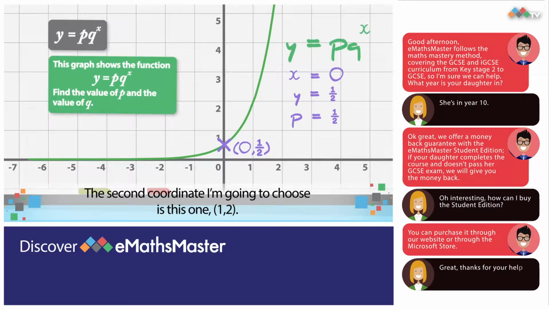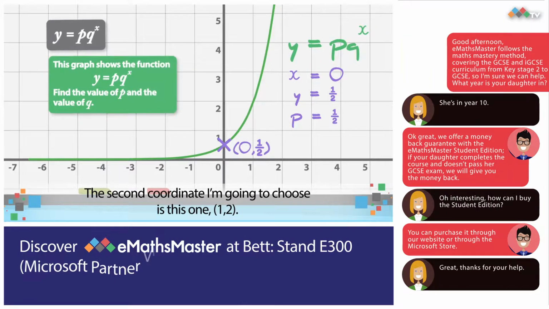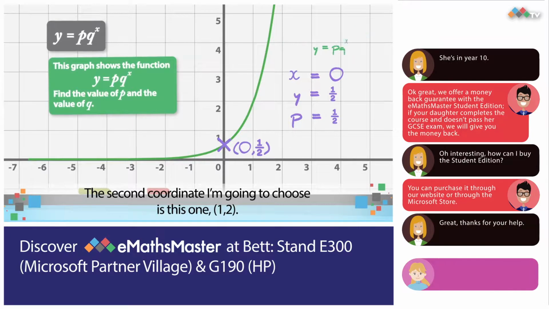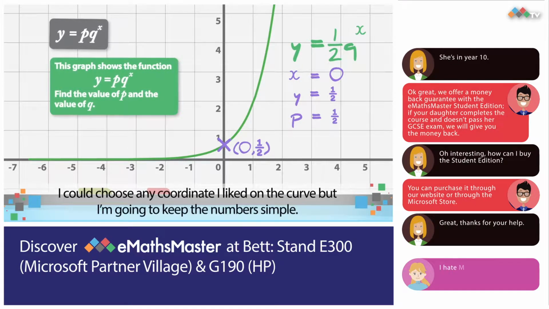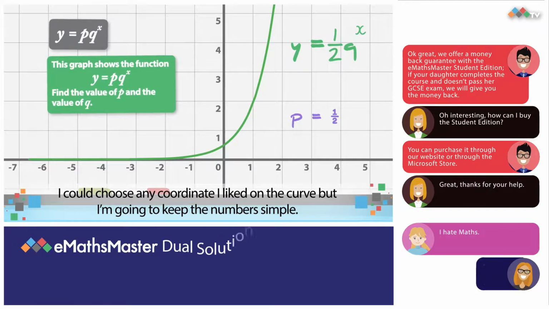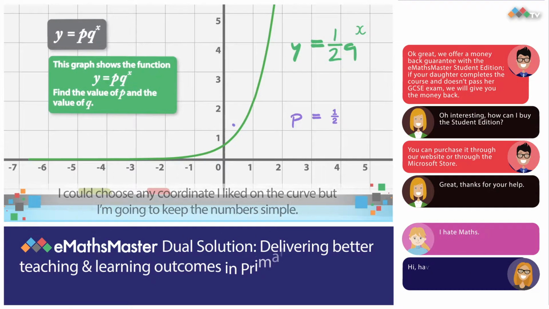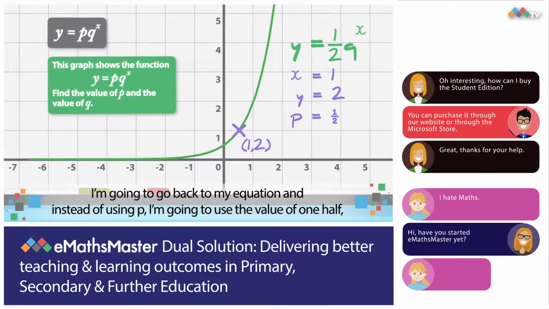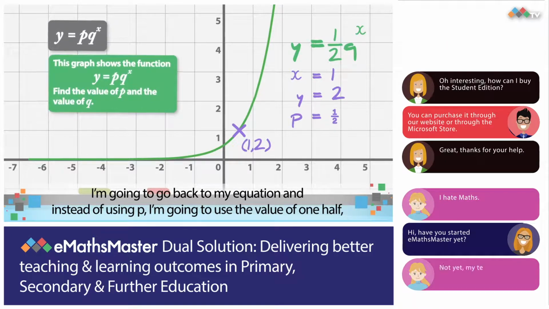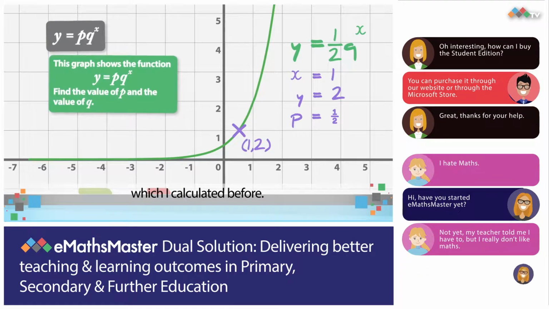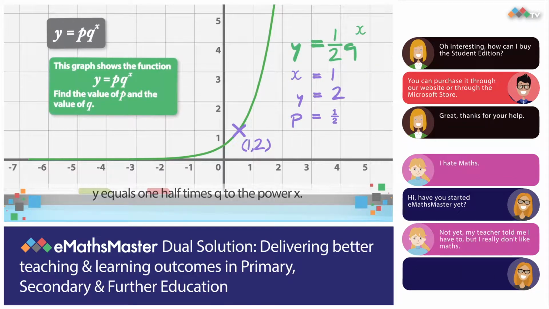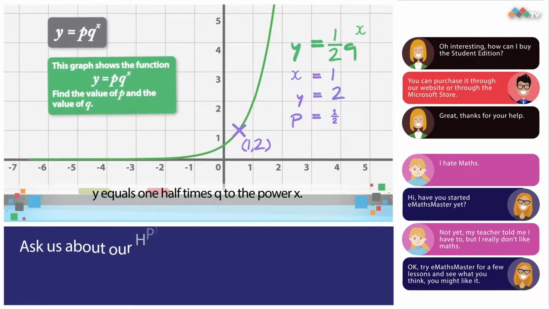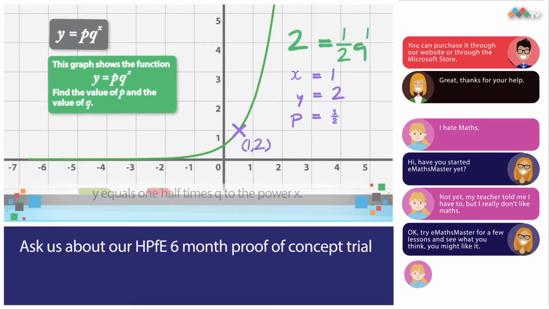The second coordinate I'm going to choose is this one, 1, 2. I could choose any coordinate I liked on the curve, but I'm going to keep the numbers simple. I'm going to go back to my equation, and instead of using p, I'm going to use the value of 1/2, which I calculated before. Y equals 1/2 times q to the power x.